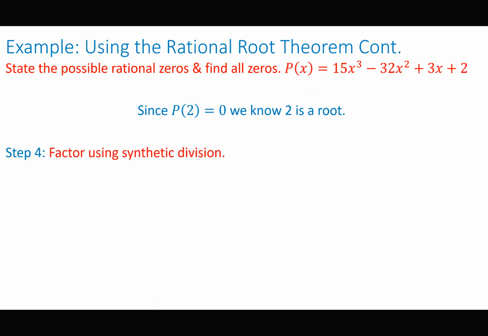Since we know 2 is a root, I can now factor this polynomial and say it's x minus 2 times something. I need to figure out what that something is, and to figure that out, we use synthetic division. So we put our box here. What goes up into our box is 2, the actual zero. We are using synthetic division on our original polynomial, so this is 15, -32, 3, and 2.